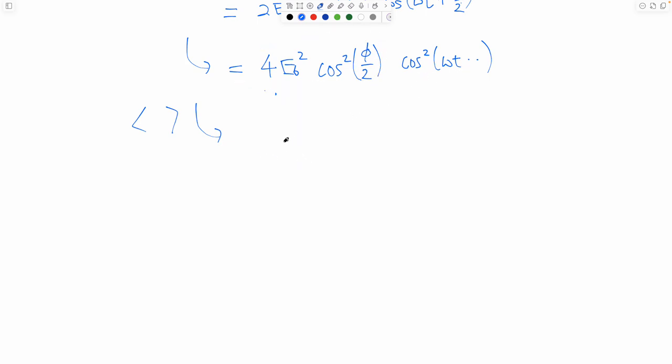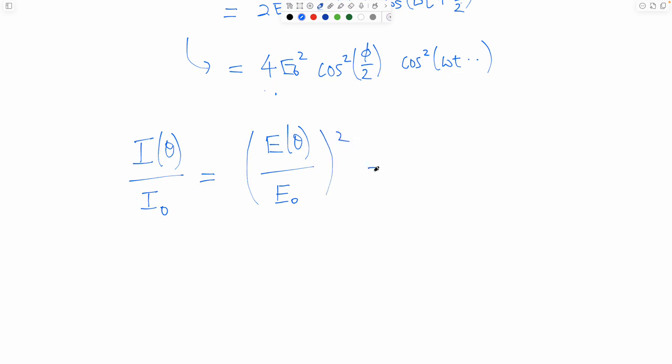And then we can write I as a function of theta. So I'll erase this. We don't need to explicitly do the time averaging because we know that time averaging cosine will reduce to a constant. And we'll write this as I of theta over I naught. Okay, so I naught is the maximum intensity, the central brightness. And then it's this thing squared.